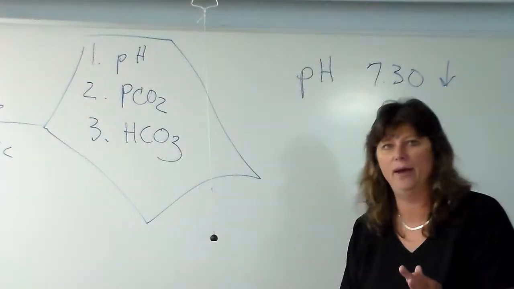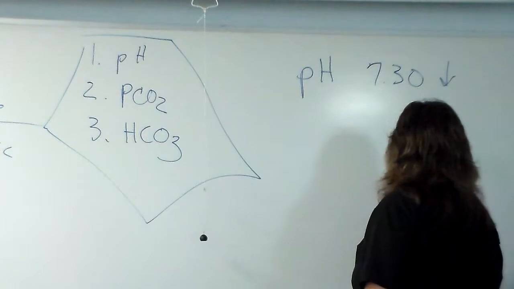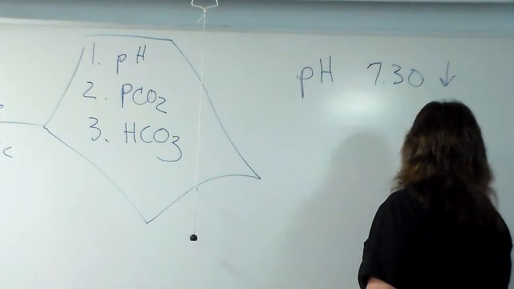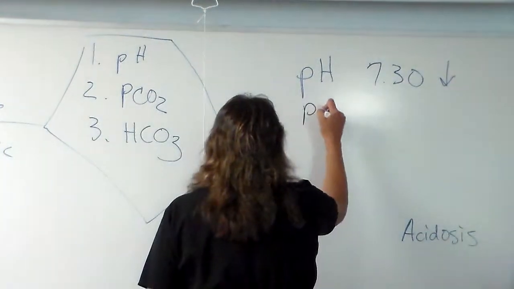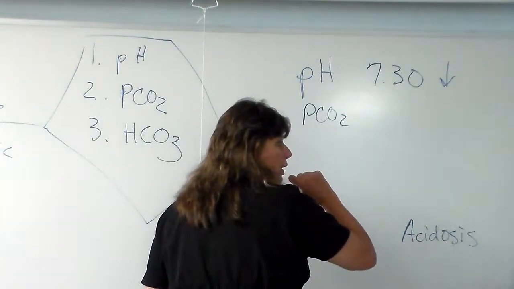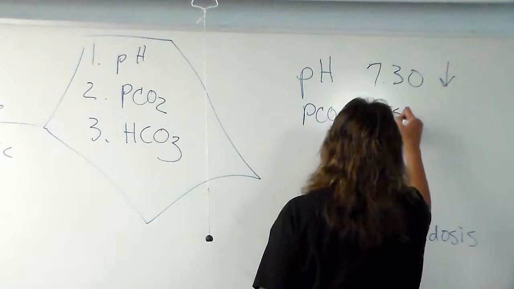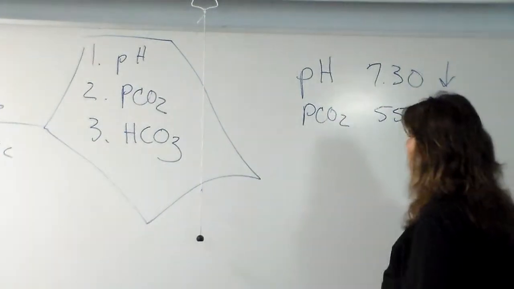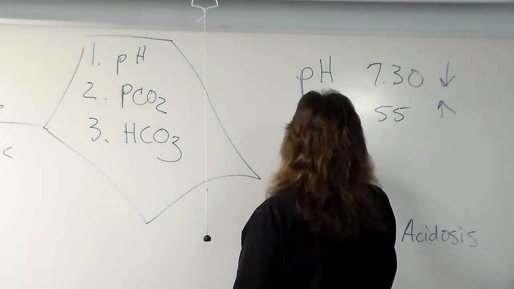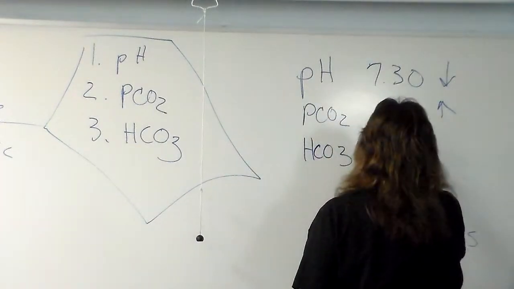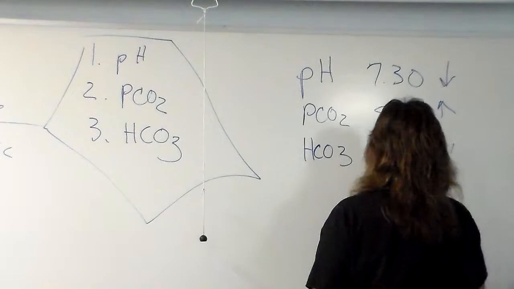Acidosis. That's half the battle. I know that it's acidosis. Whatever it is, they're acidotic. Then I'm going to look at my PCO2. That PCO2 was 55. It's up. Then I look at my bicarb, HCO3, and it was 25, and that was normal.